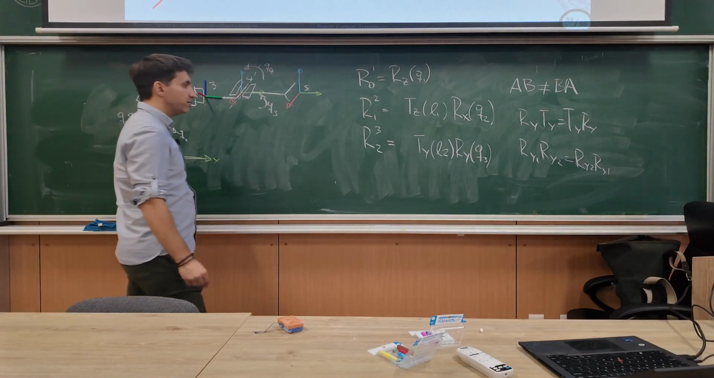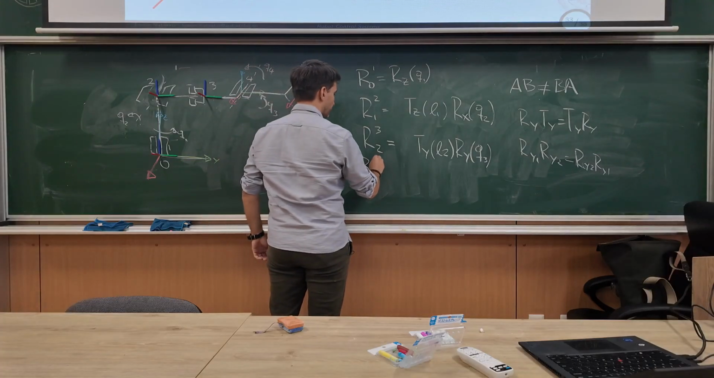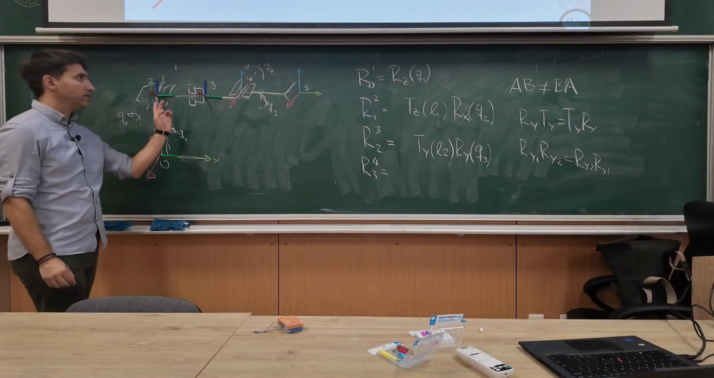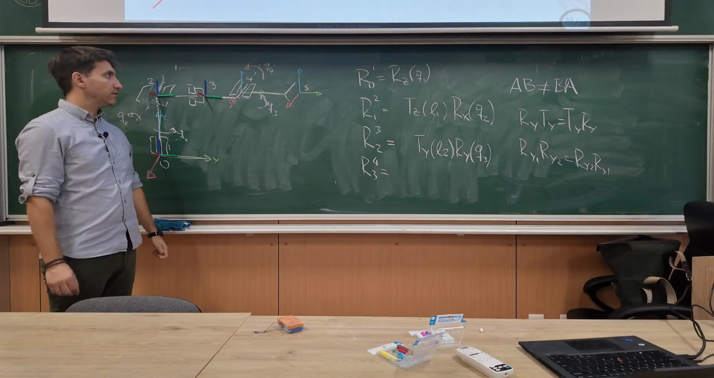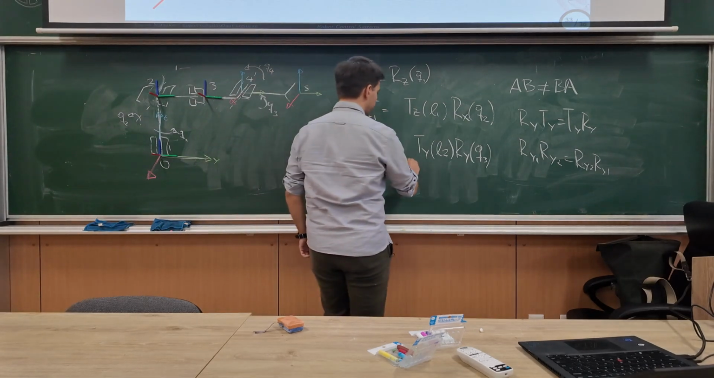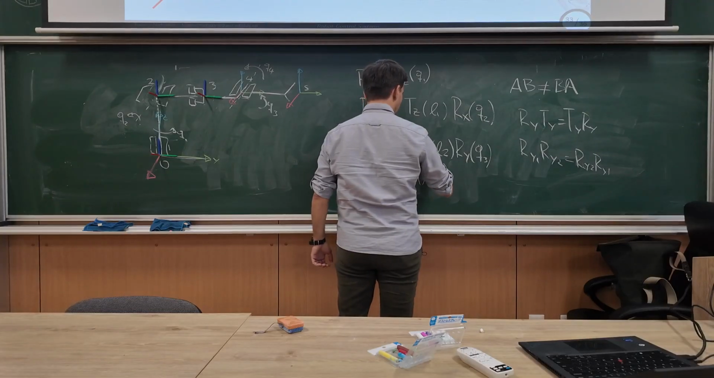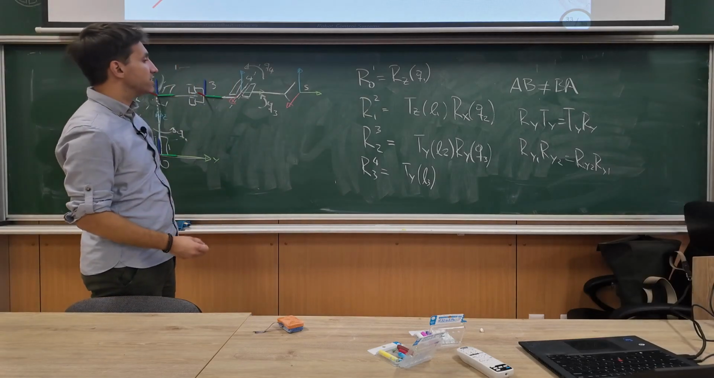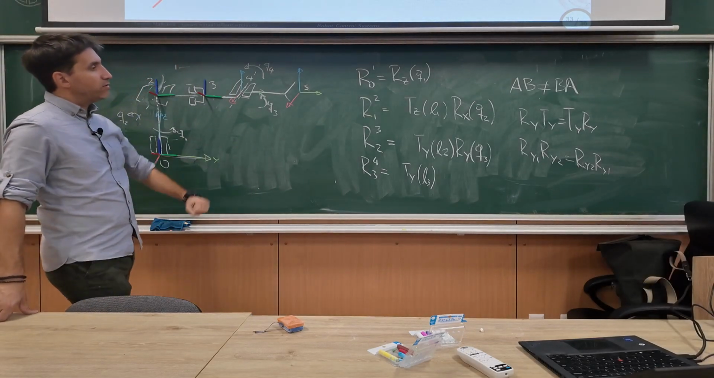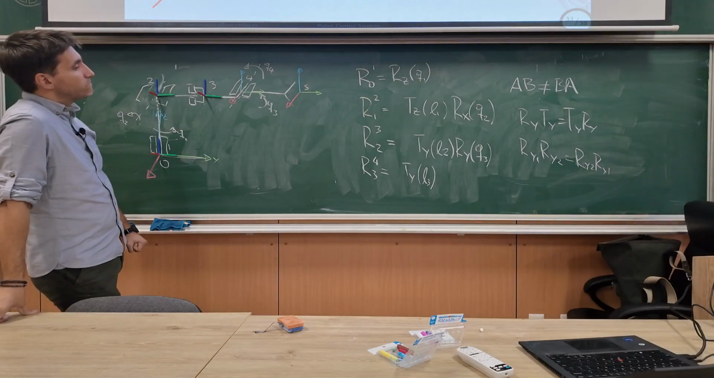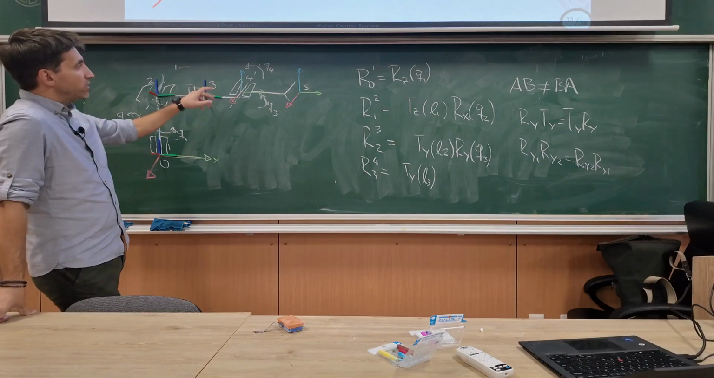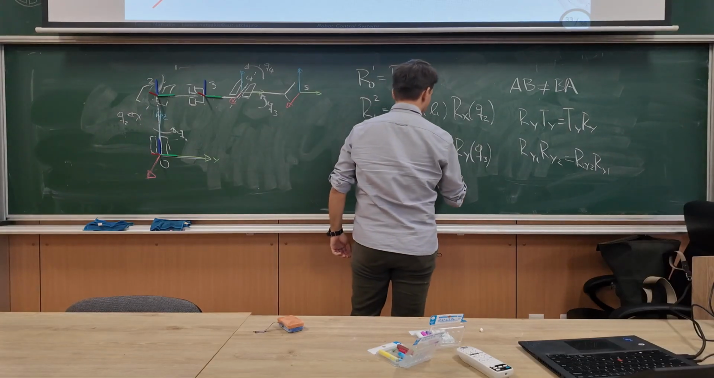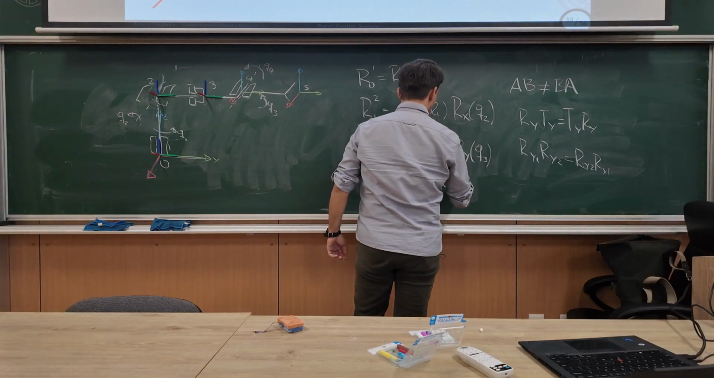Then from 3 to 4, I have another translation of y by L3. Yeah, there I have it as one translation, and I'll explain you why. And rotation on x by q4, from the left or the right? From the right. X by q4.